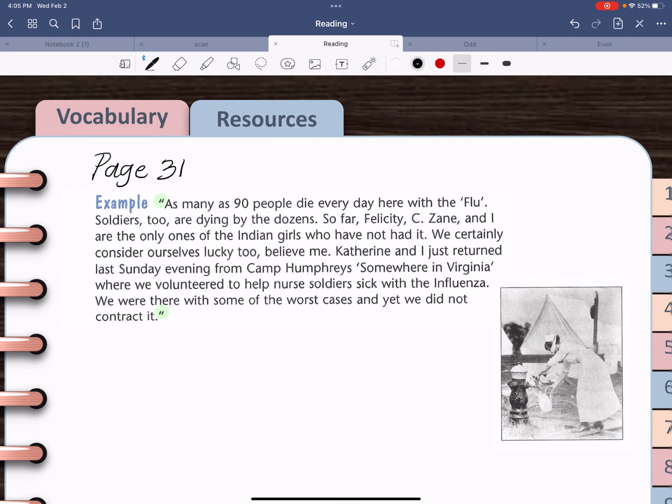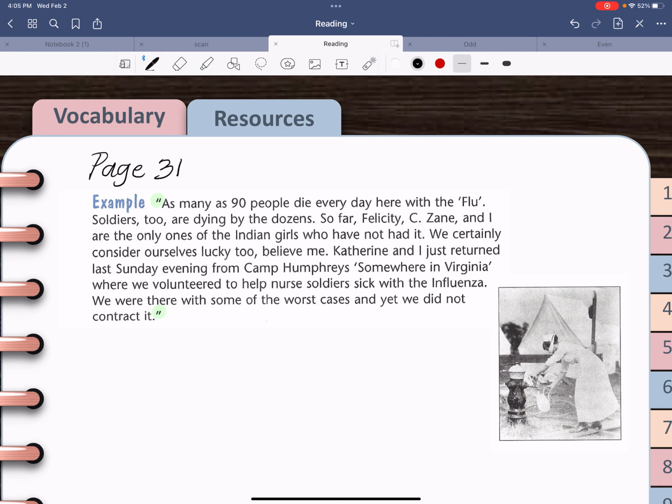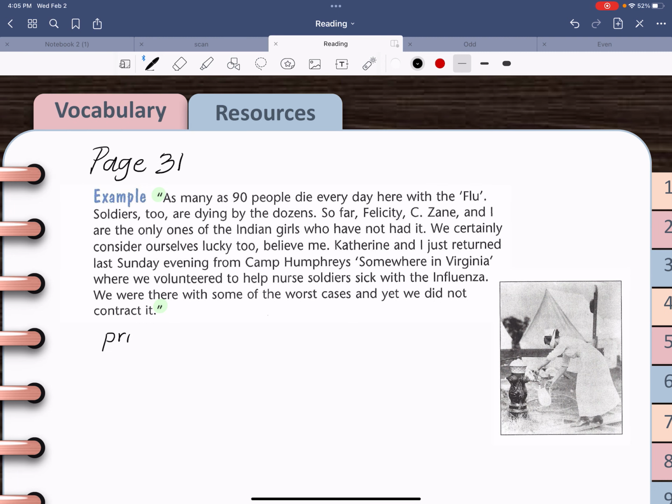This is a primary source because Lucient witnessed this with her own eyes. She saw what was happening. If you can isolate or pick out the details of this story, it will help you to see that she's seeing it from firsthand experience. Another clue is the present tense verbs. People die as opposed to died. Are dying. Are. Consider.